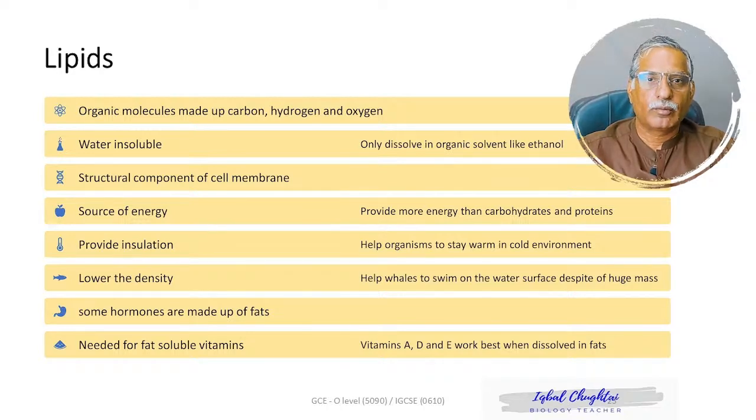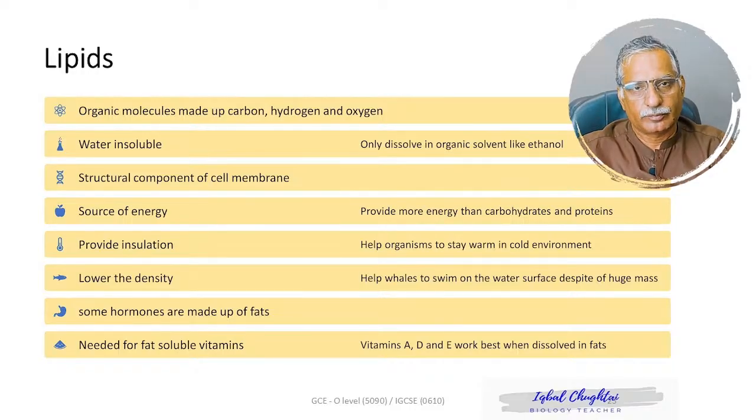Lipids are required for making certain hormones. There are three important hormones in the human body: in males testosterone, in females estrogen and progesterone. These hormones are made up of a special lipid molecule known as cholesterol. For certain vitamins, lipids are required, like vitamin A, vitamin D, and vitamin E. They function well when they are dissolved in fats or oils. These oils and fats are two different types of lipids.